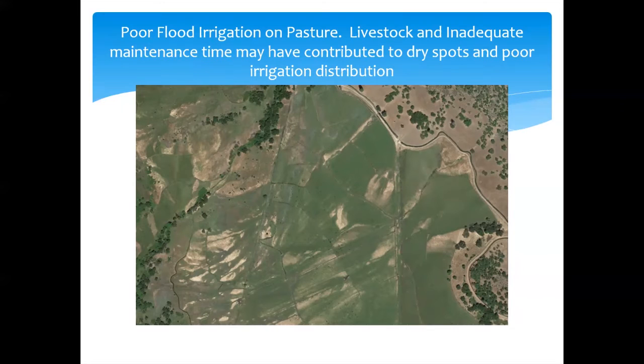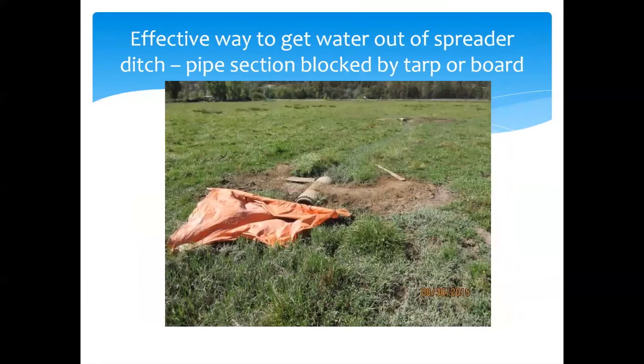So this one, another picture of that one, just to show that poor flood irrigation on pasture because of the livestock, and less active irrigation management. Well, so there's a little ditch coming down here with these little cross pipes, and those pipes are used to either put a board in front or put the tarp in front to spread, to get water up out of the ditch and onto the field.